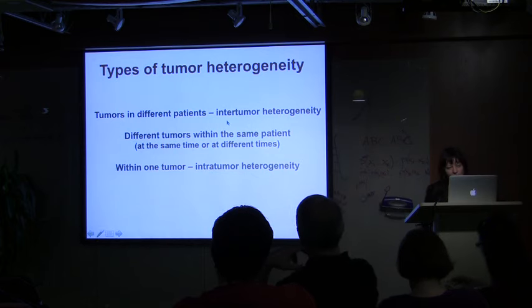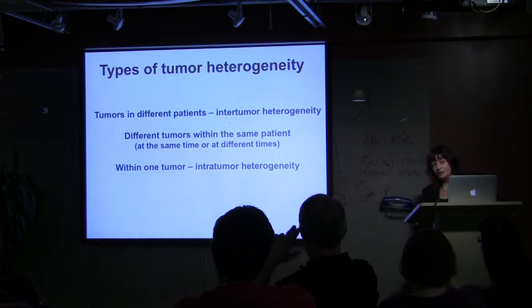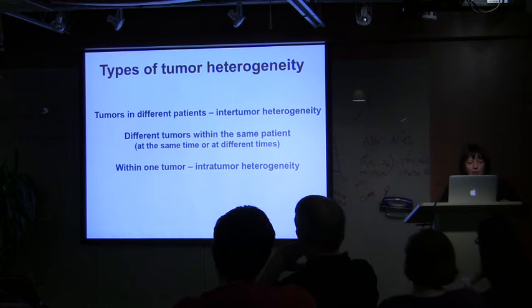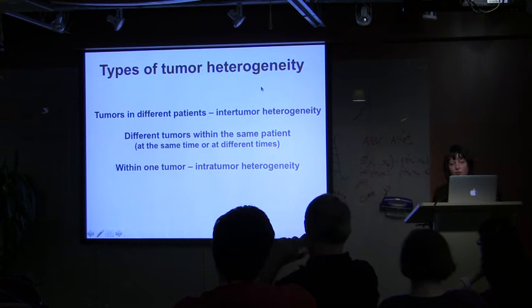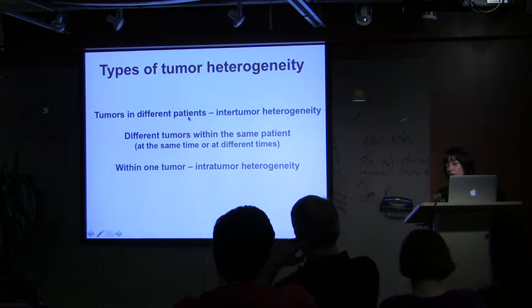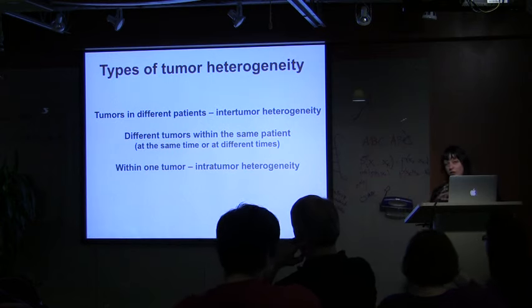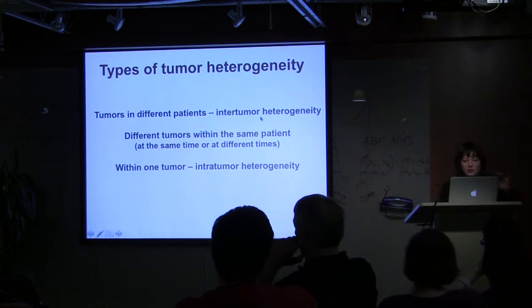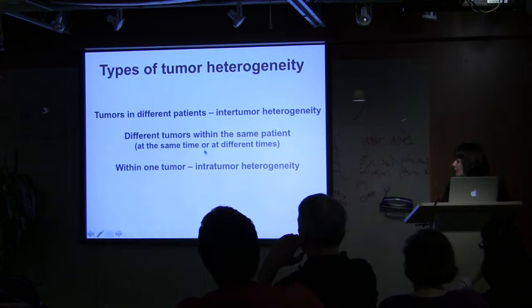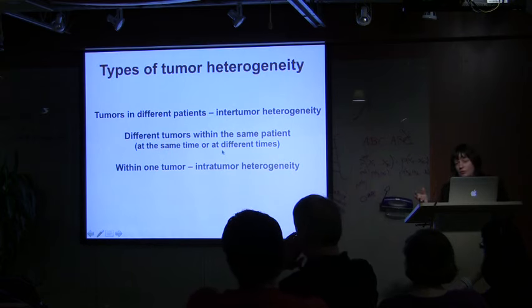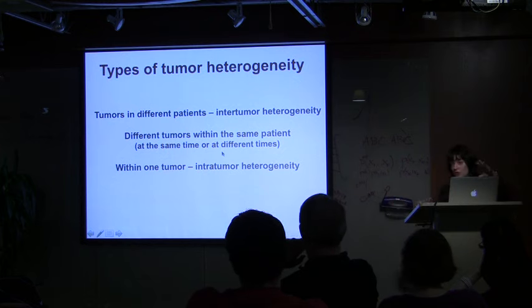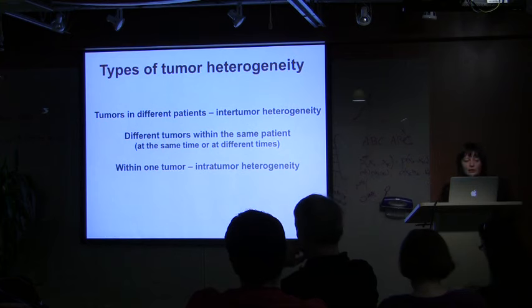So my lab has been studying breast tumor heterogeneity, or diversity, and the question is: what type of diversity can you study in tumors? So there is heterogeneity between tumors in different patients; each patient has a kind of unique tumor. This is called intertumor heterogeneity. But even different tumors within the same patient, at the same time or at different times, could be different, meaning a primary tumor and a metastatic lesion in the same patient can be divergent.